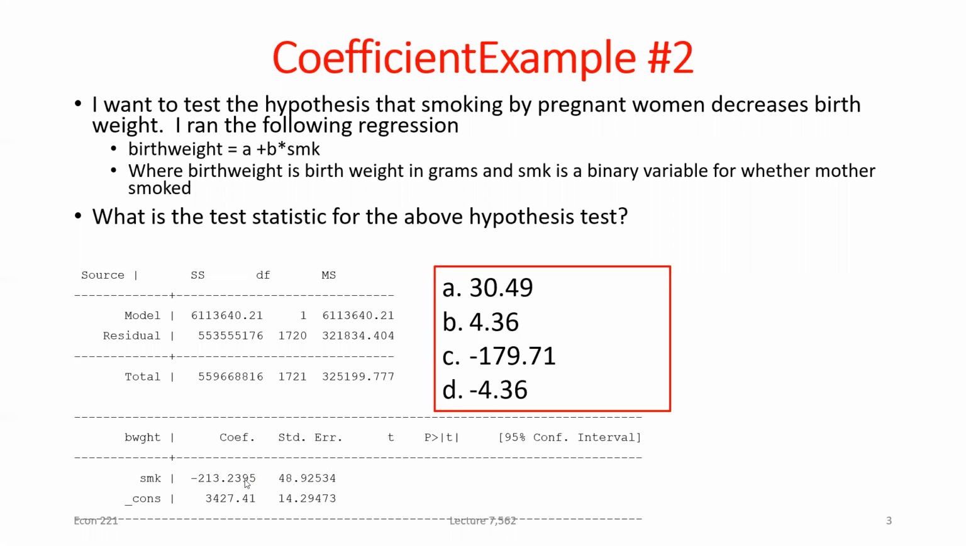If I actually do the math, 213.23 divided by 48.92, I'll get something near 4, but it's going to be a little bit different. It ends up being negative 4.36.